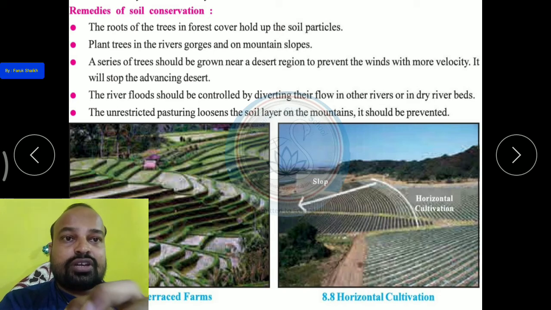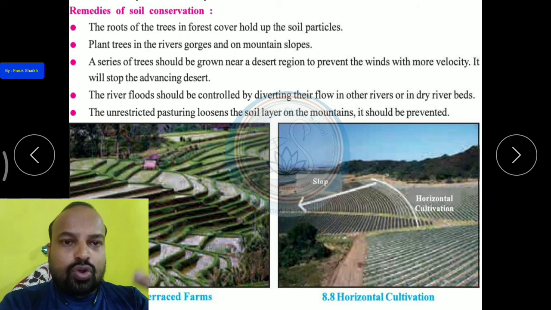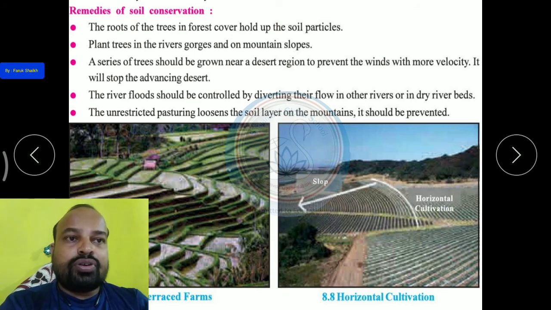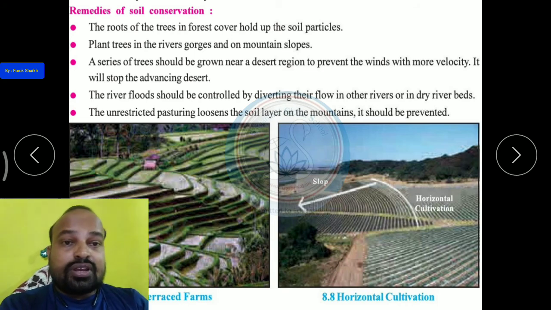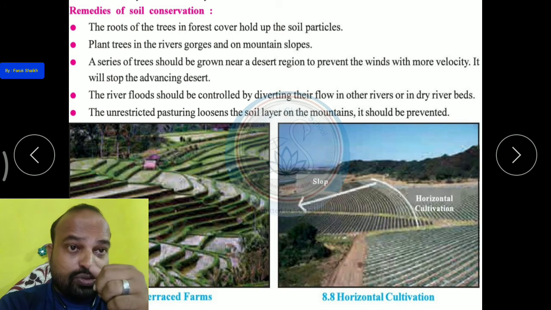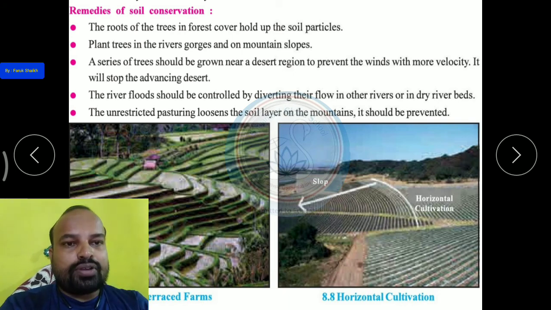The unrestricted pasturing loosens the soil layer on the mountain. Okay, many people dig the land, and they use the minerals and the rocks, so this should be restricted. Loosening the soil layer on the mountain, meaning digging the land, is a mining thing and it should be prevented, along with pasture loosening of the soil layer on the mountain.